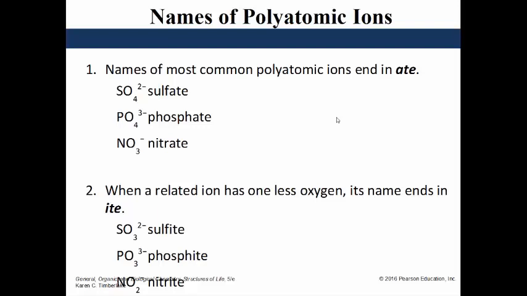Like sulfate, phosphate, nitrate. And here are their formulas. So SO4 with a charge of 2- is sulfate. This has to be the number 4, and the charge has to be negative 2 to be sulfate. If it's anything different, it's a different compound with a different name. Phosphate, PO4 with a charge of negative 3, and nitrate, NO3 with a negative 1 charge.